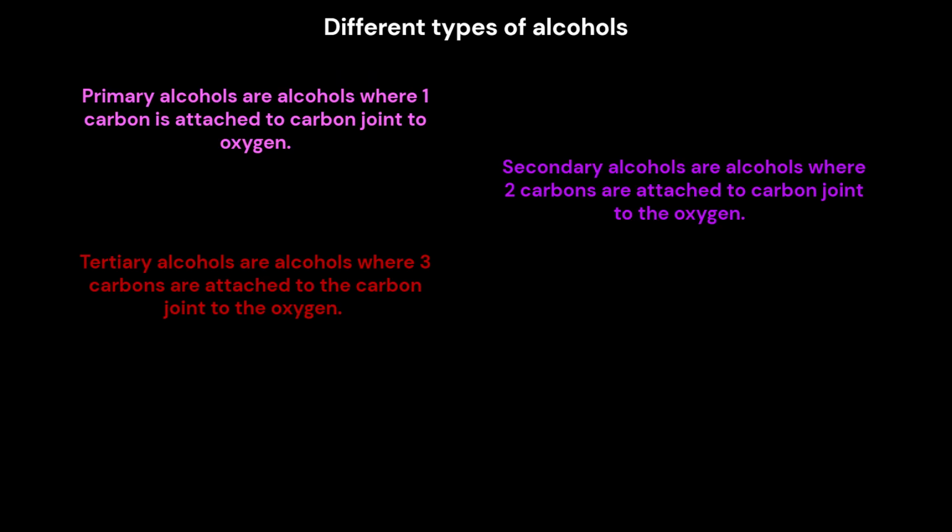Different types of alcohols. Primary alcohols are alcohols where one carbon is attached to the carbon joined to the oxygen. Secondary alcohols are alcohols where two carbons are attached to the carbon joined to the oxygen. Tertiary alcohols are alcohols where three carbons are attached to the carbon joined to the oxygen.